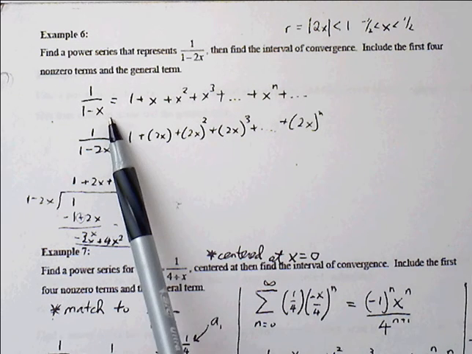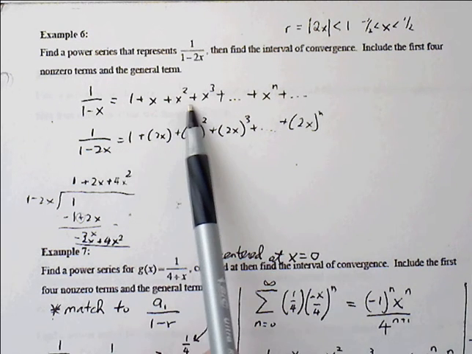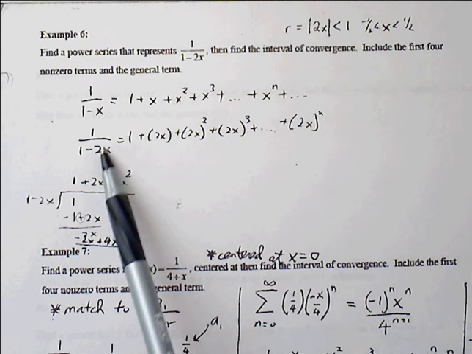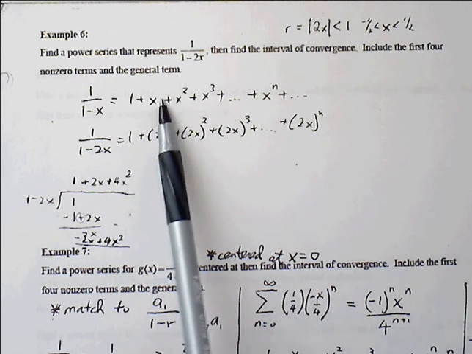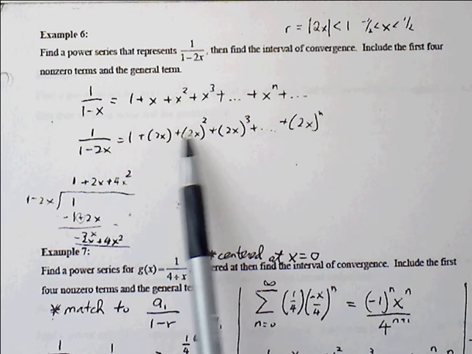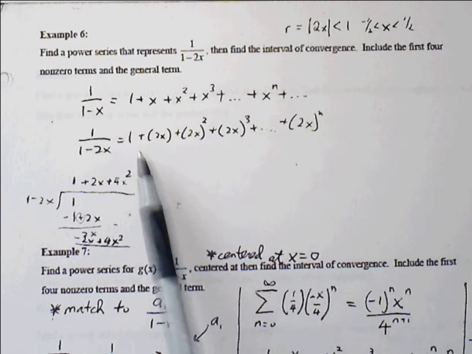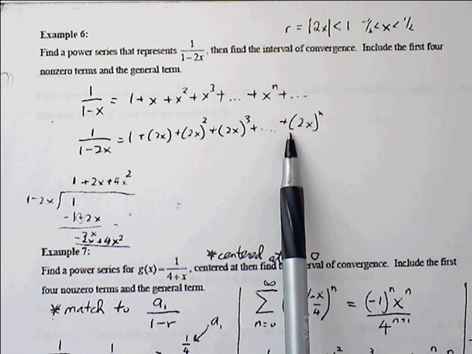Well, we know 1 over 1 minus x is 1 plus x plus x squared plus x cubed. And with 1 minus 2x, we can just replace every x we see with 2x. And we can therefore create our power series from there.